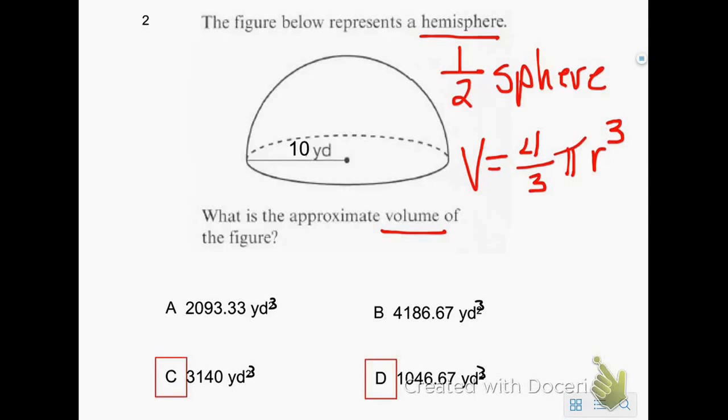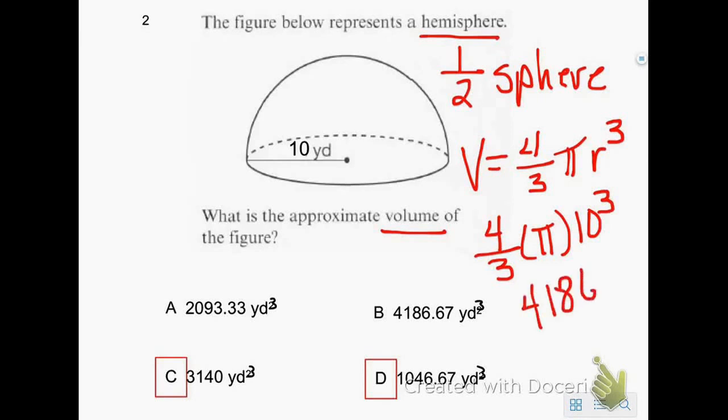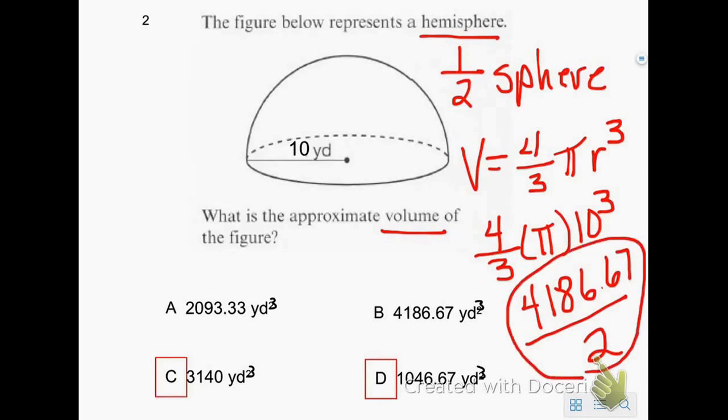So if I want to put this in there, I'm going to say 4/3 times pi times 10 to the third power. And when I do that, I get 4,186.67 yards cubed. But that's the volume of a sphere. In order to get my answer, I have to divide by 2 or multiply by 1/2 to get my final answer. When I put that into my calculator, it's going to tell me the answer is A, 2,093.33 yards cubed. Remember, a hemisphere is half of a sphere. Don't forget to divide your answer by 2.